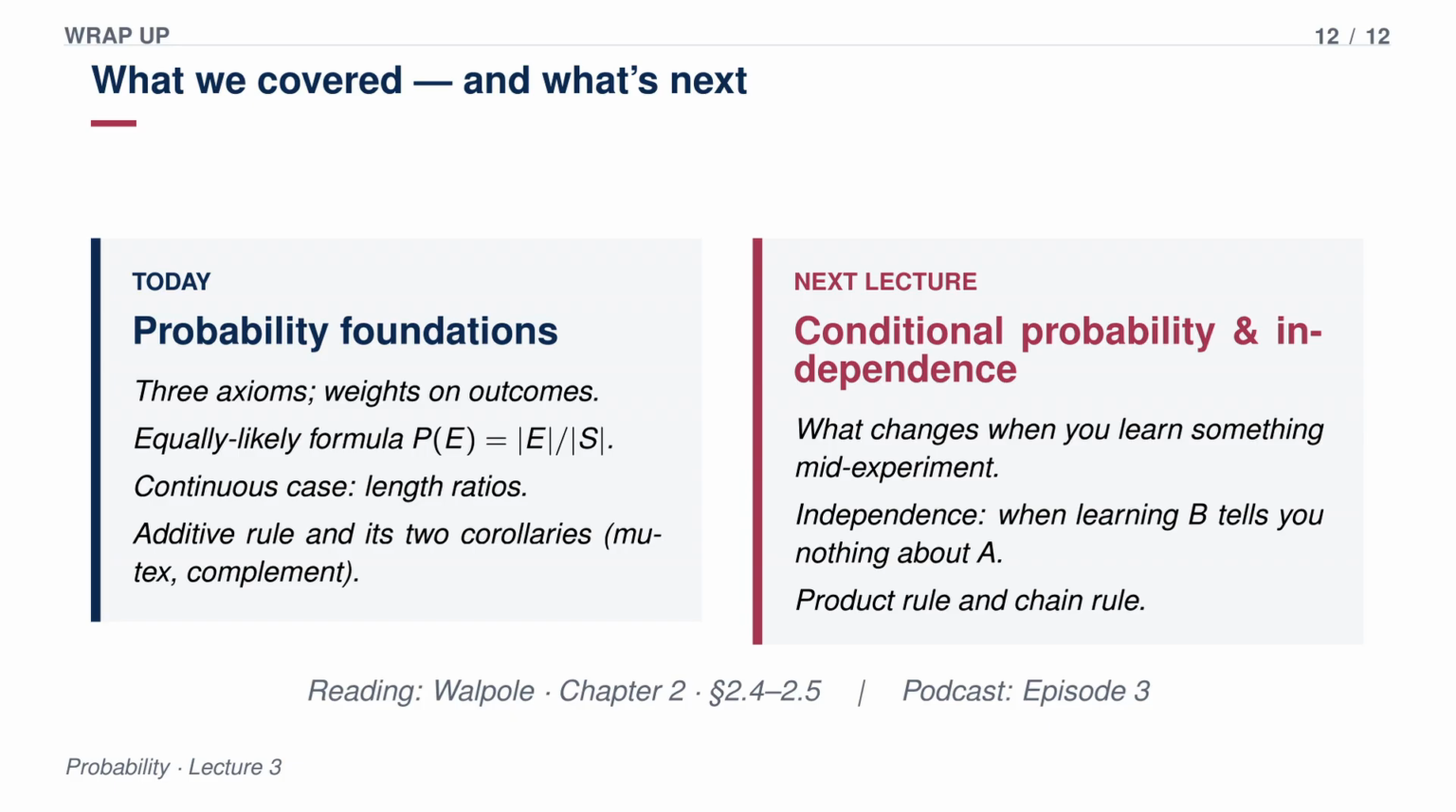What are we exploring in our next deep dive? Next time, we move into conditional probability. We will examine how a probability changes when you learn a new piece of information mid-experiment. We will define independence, which is what it means mathematically when learning about event B tells you absolutely nothing about event A. Oh, that sounds really interesting. Yeah, and we will also introduce the product and chain rules.